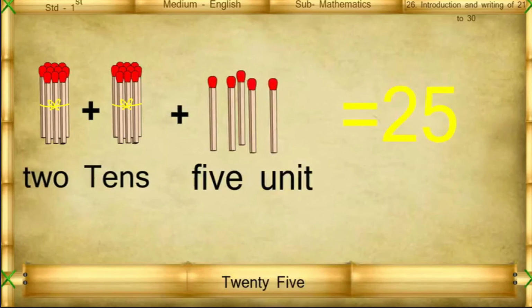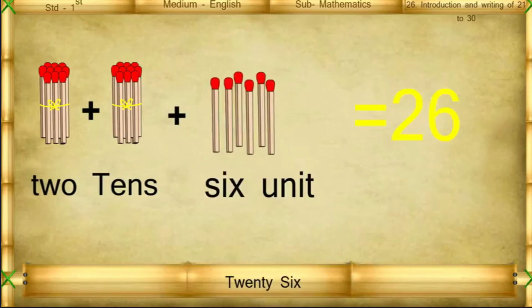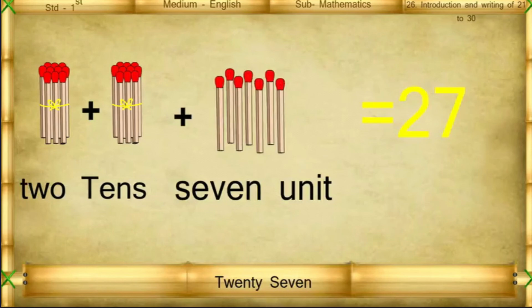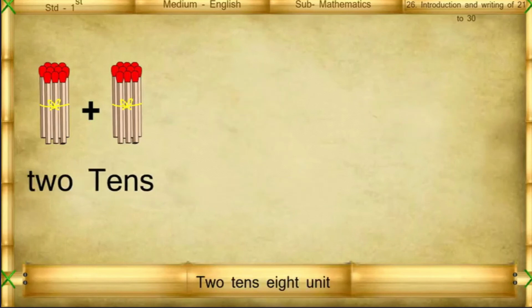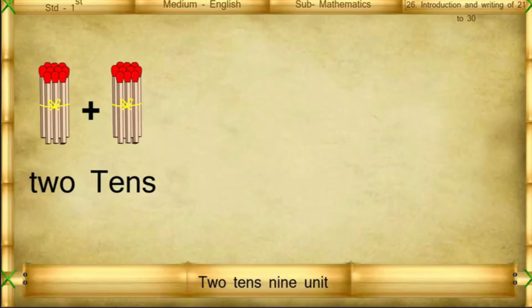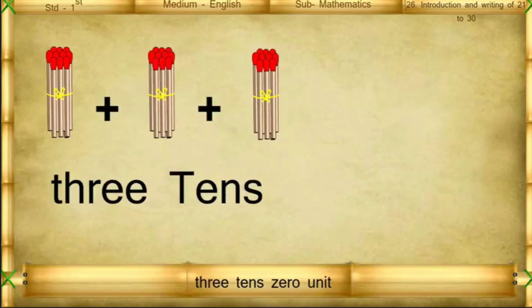2 tens, 5 unit. 25. 2 tens, 6 unit. 26. 2 tens, 7 unit. 27. 2 tens, 8 unit. 28. 2 tens, 9 unit. 29. 3 tens, 0 unit. 30.